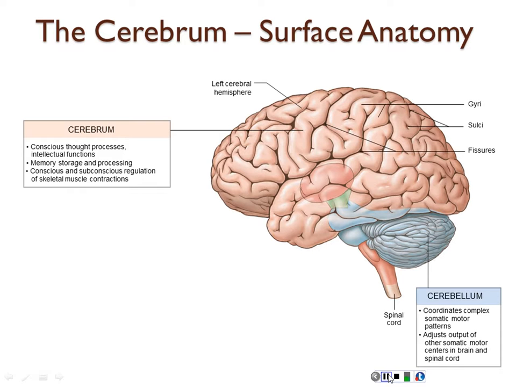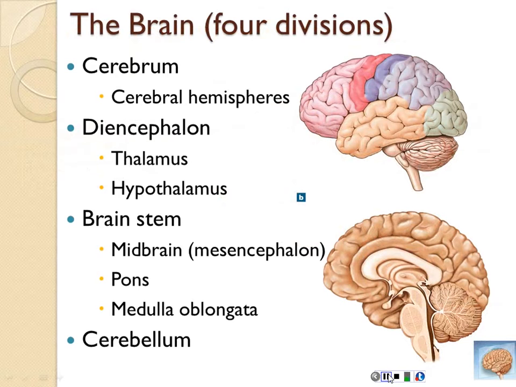Okay, so you can see here the cerebrum, the gyri and sulci again, and then the fissures. And the four main divisions of the brain: the cerebrum, diencephalon, brainstem, and cerebellum. So those are the four main divisions of the brain.